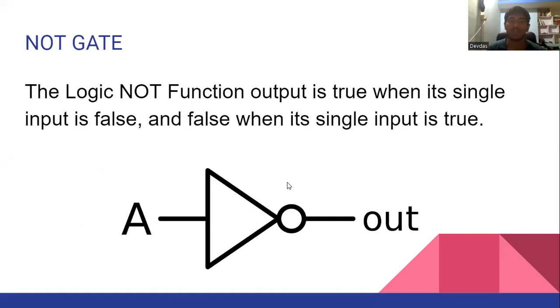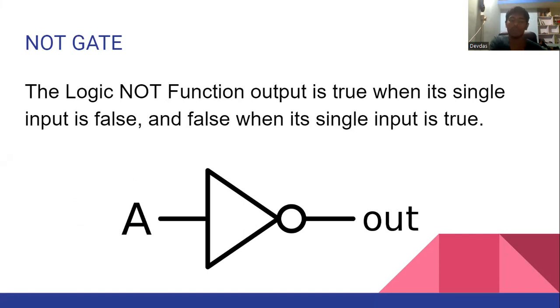NOT gate. The logic NOT function output is true when its single input is false, and false when its single input is true. Here true and false refer to 1 and 0 respectively. So if the input is 1, the output is 0. And if the input is 0, the output is 1. So this is how the NOT gate works.